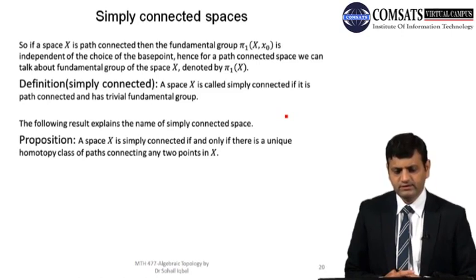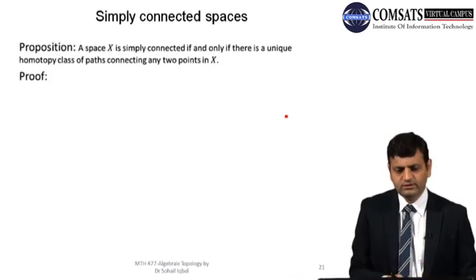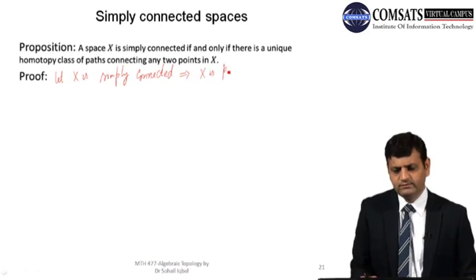So the following result explains the name of simply connected space. A space X is simply connected if and only if there is a unique homotopy class of paths connecting any two points in X. So let's see how to show this result. Let X be simply connected. In other words, X is path connected and pi1 of X is equal to 0.